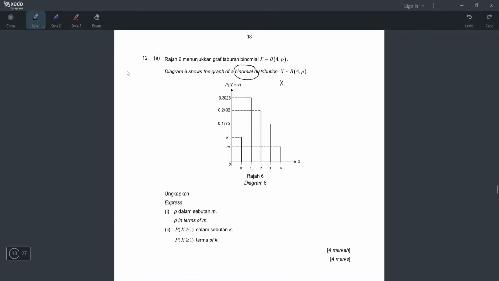So remember, if they write something like this, X B, you need to know the number in front will be the n, and then the number behind here will be the p. What is n? Total number of trials. What is p?